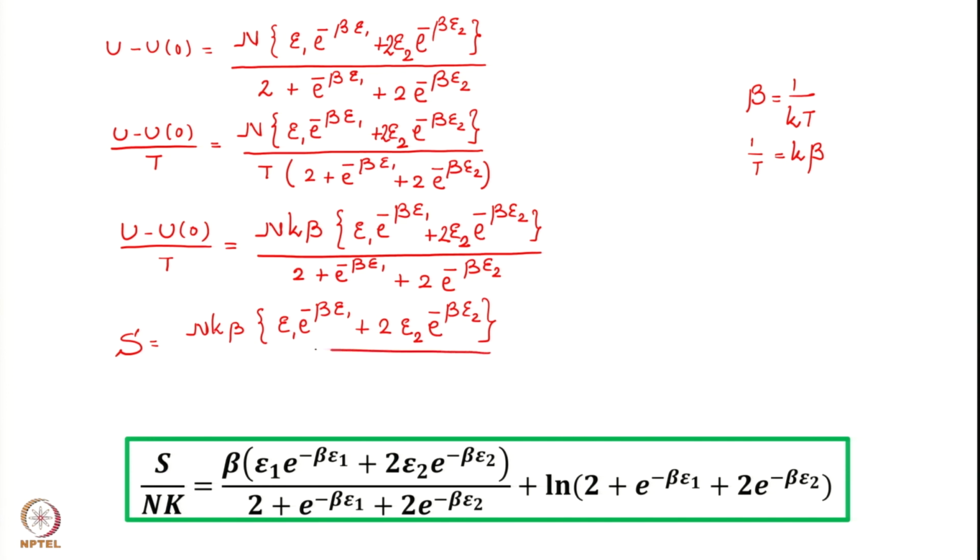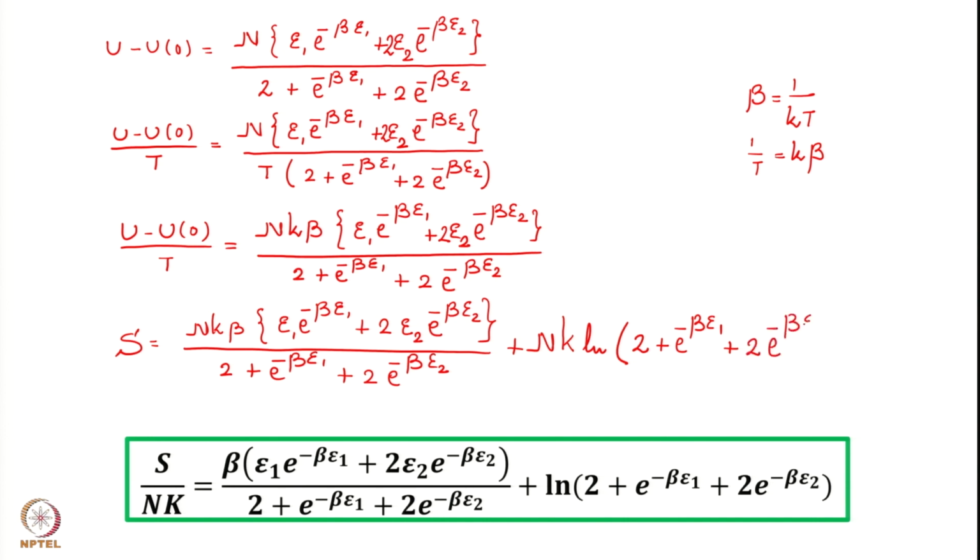divided by 2 plus exponential minus βE1 plus 2 exponential minus βE2, plus NK log Q. Q was 2 plus exponential minus βE1 plus 2 exponential minus βE2.